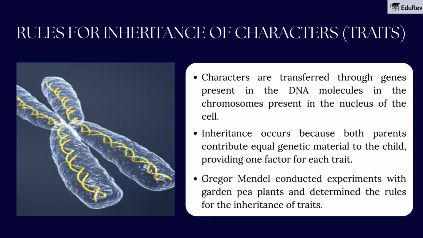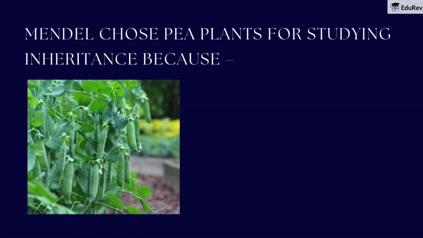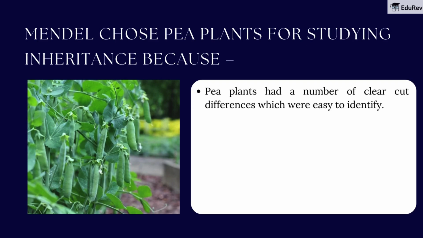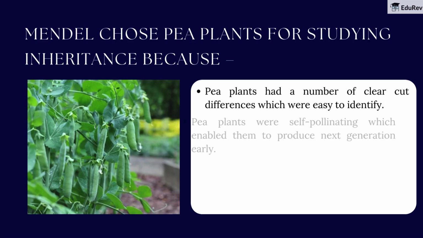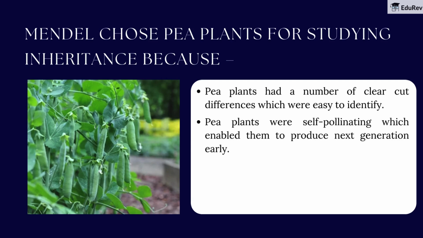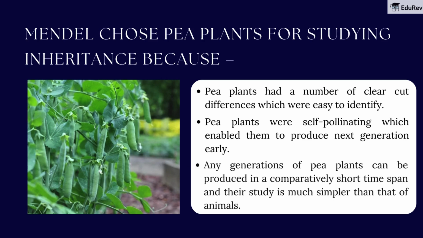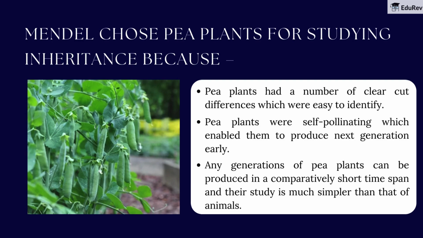Gregor Mendel conducted experiments with garden pea plants and determined the rules for the inheritance of traits. Mendel chose pea plants for studying inheritance because pea plants had a number of clear-cut differences which were easy to identify. Pea plants were self-pollinating, which enabled them to produce the next generation early. Many generations of pea plants can be produced in a comparatively short time span, and their study is much simpler than that of animals.